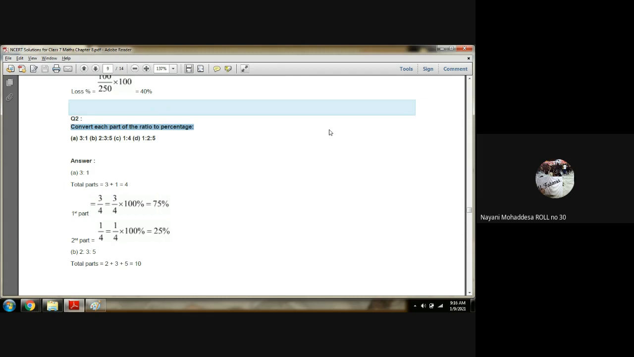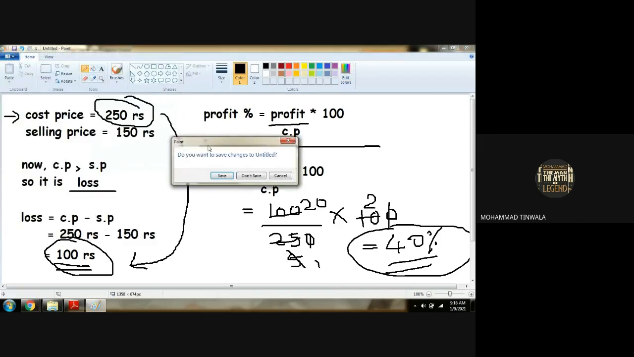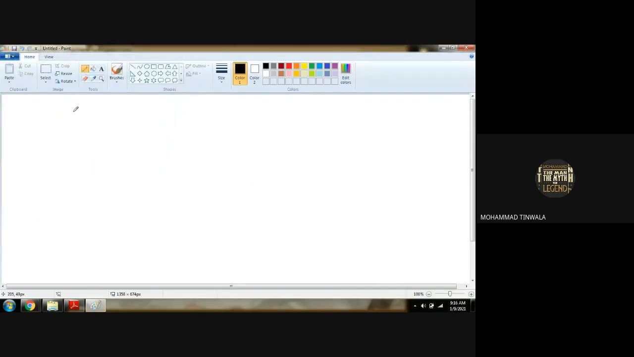Question number 2. Convert each part of the ratio to percentage. Part A, 3:1. What is the content we have to follow? The ratio is given, and we have to convert that into percentage. The ratio symbol is like this, known as "is to". This I also taught you while explaining this chapter.